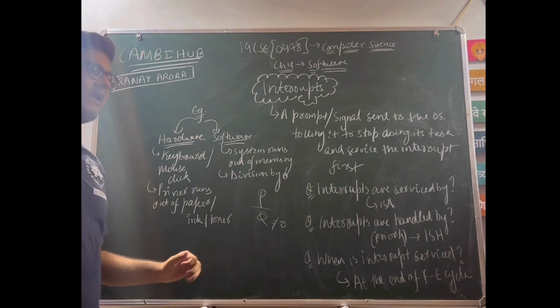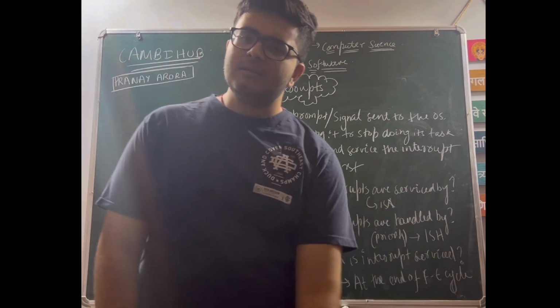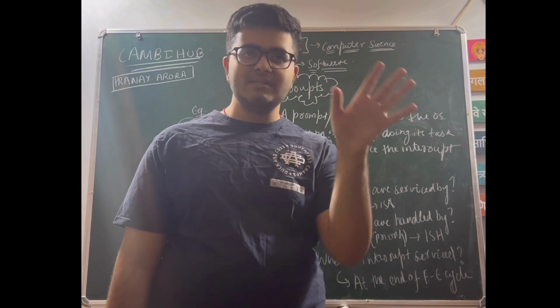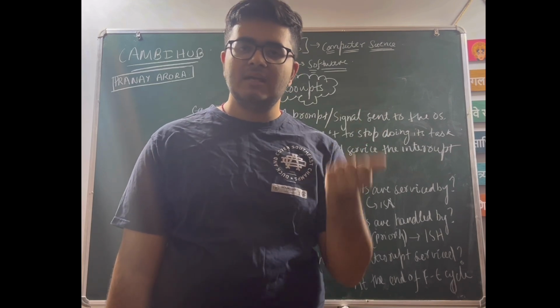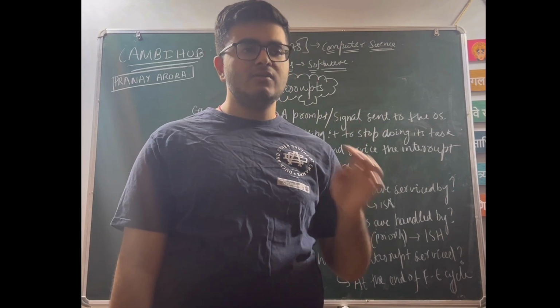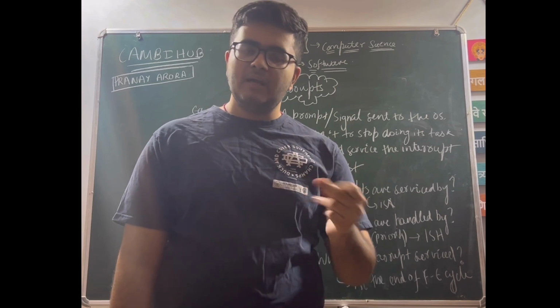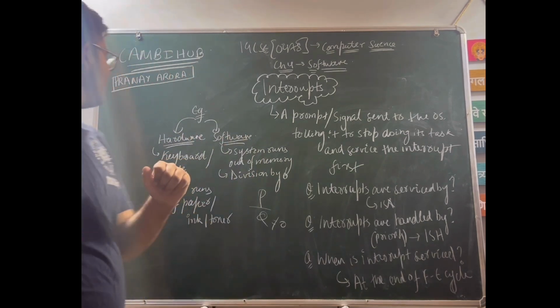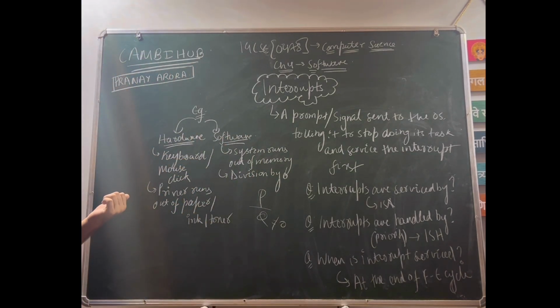What could be an example of a hardware interrupt? The simplest example in this world of a hardware interrupt is when you click on your mouse, right? Your system is idle right now, but as soon as you click on your mouse, an interrupt is generated. Or as soon as you press a key on your keyboard, an interrupt is generated, right? So a key press or a mouse click is an example of a hardware interrupt.